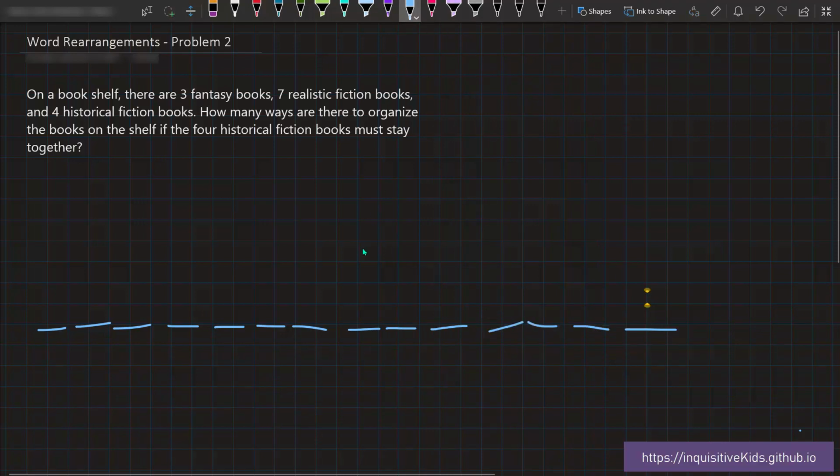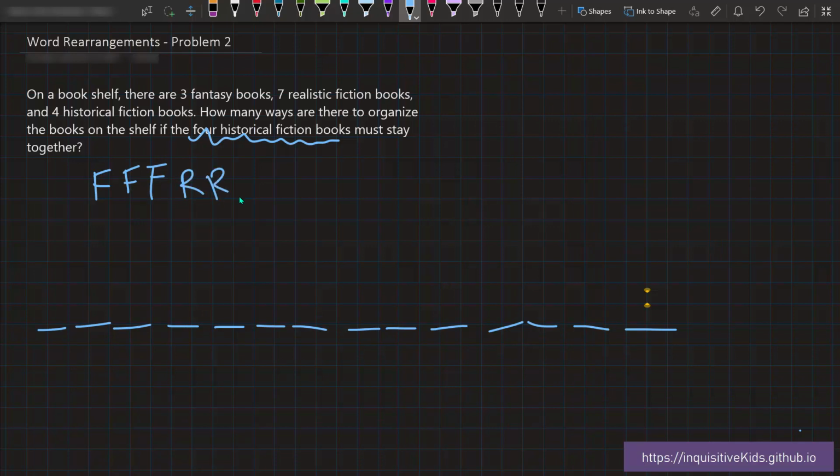So how can we? Well, the only thing we are given that we must include into these arrangements is that the 4 historical fiction books must stay together. So let's say that there are 3 fantasy books. I'll write F for fantasy. 7 realistic fiction books. I'll just write R for realistic fiction. So as you can see, I'm just writing it all out here. And then 4 more historical fiction books. So 4 H's.